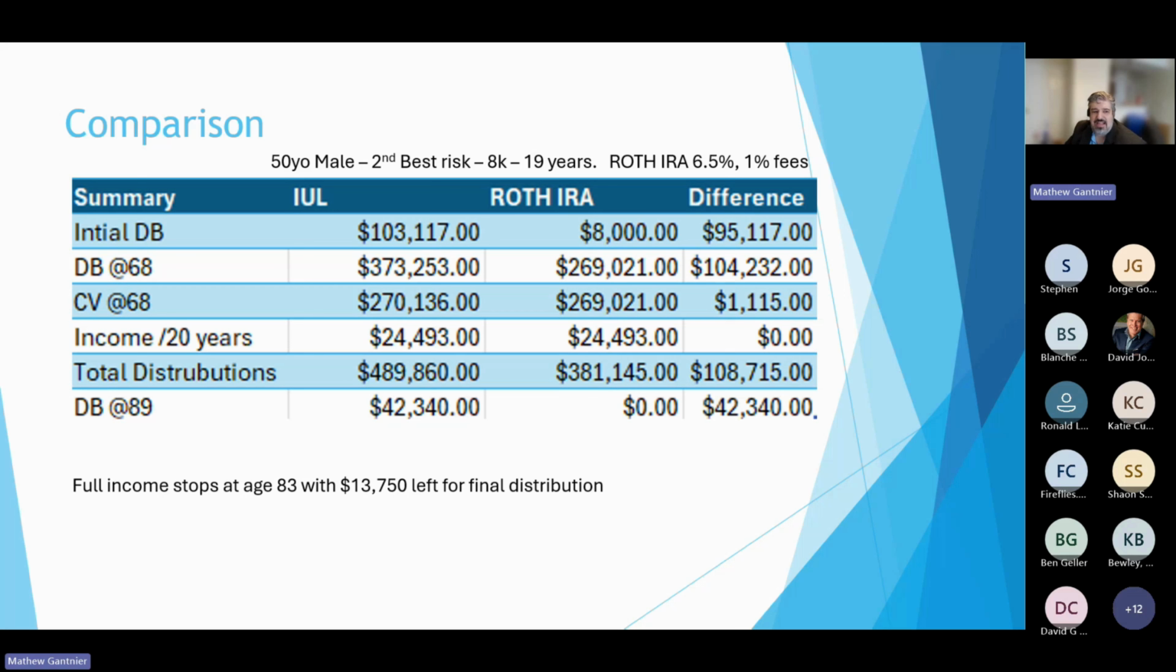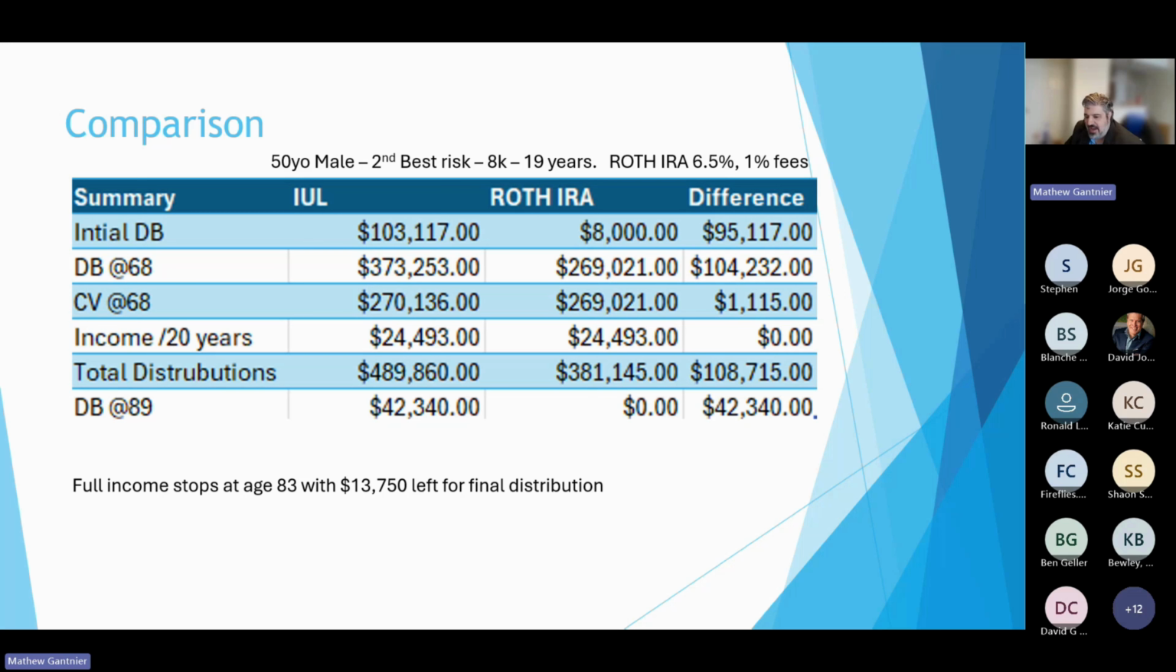What you'll notice as a difference is over that 20 years, there's $489,860 of total income that was paid on the IUL. That's income for all 20 years, with only $381,000. And the reason for that is the full income stops at age 83 for the Roth IRA, with a little over 13,000, almost 14 for that final distribution. And then the account is drained to zero.